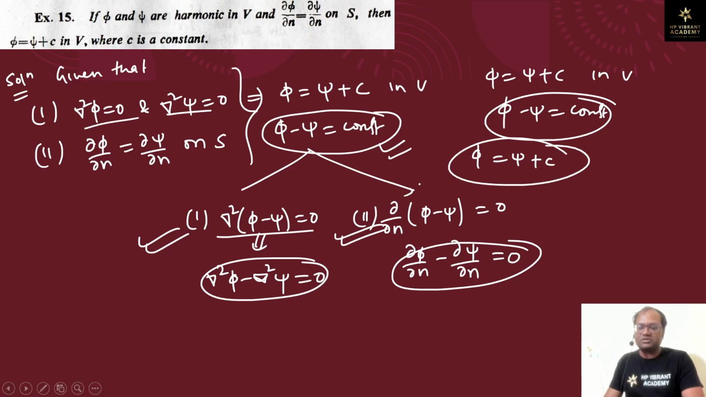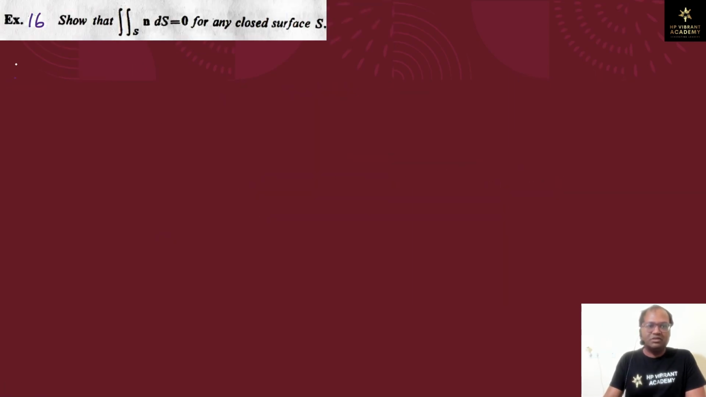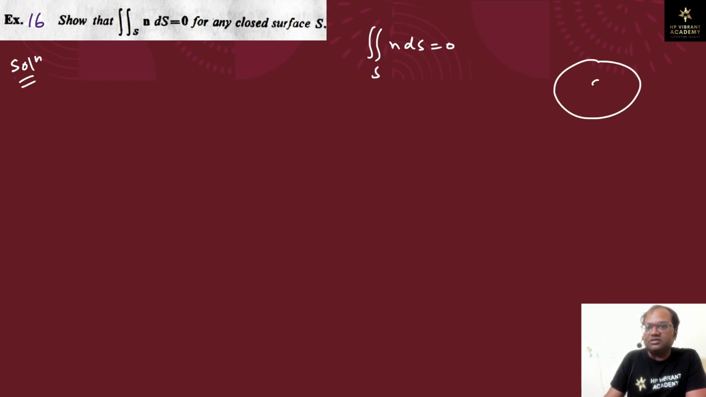Okay, now let us discuss question number 16. What is given in question number 16? We have to show that surface integral of n ds is equal to 0 for any closed surface S. So there is a closed surface S and n cap is the unit vector along the outward normal. So we have to show this particular expression is equal to 0.